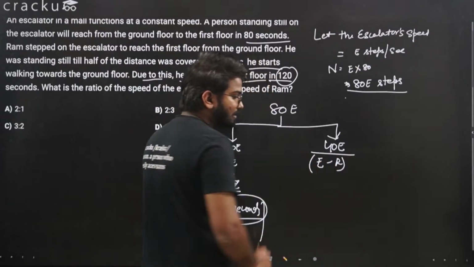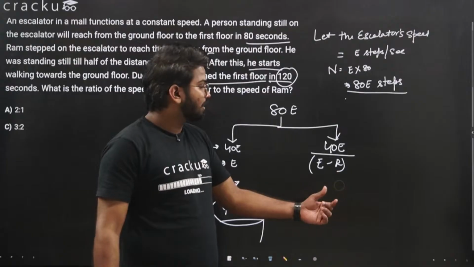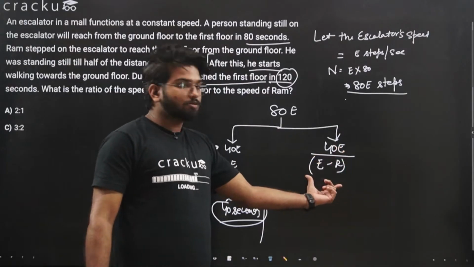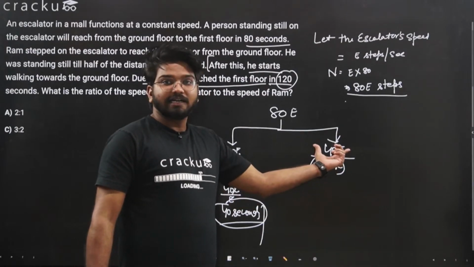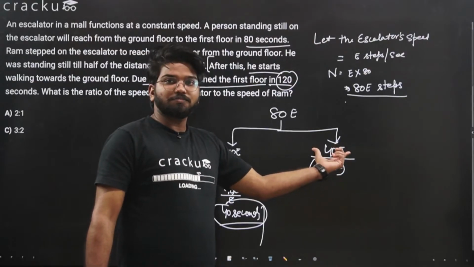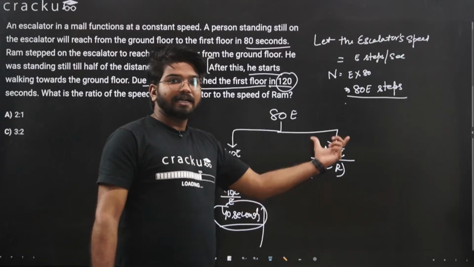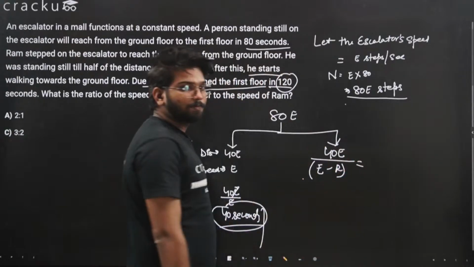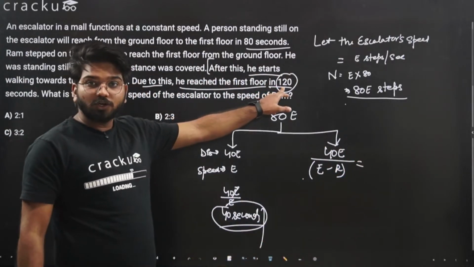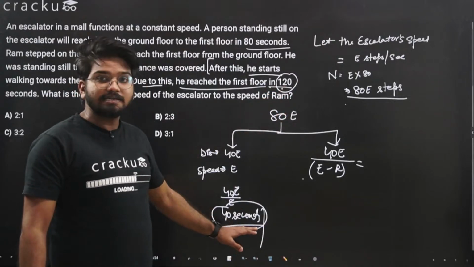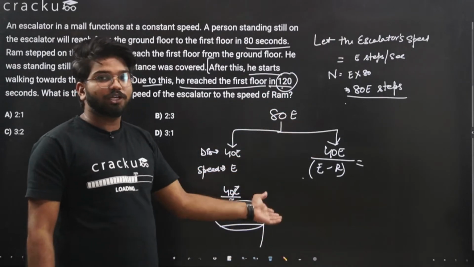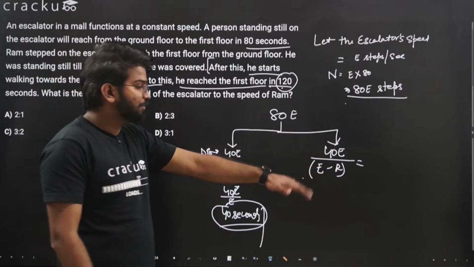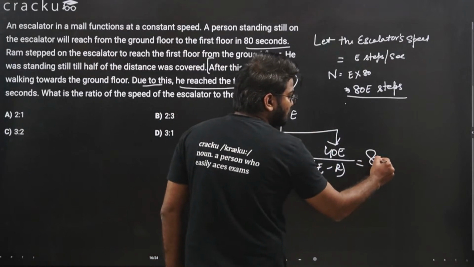This was the escalator, this was the effective speed. So this was the time, this was the speed. Sorry, this was the distance or number of steps. This was the speed. Distance divided by speed is equal to time. And for this, in total he took 120 seconds. 40 seconds he took to reach the half point. So he would have taken the remaining time, that is 80 seconds.